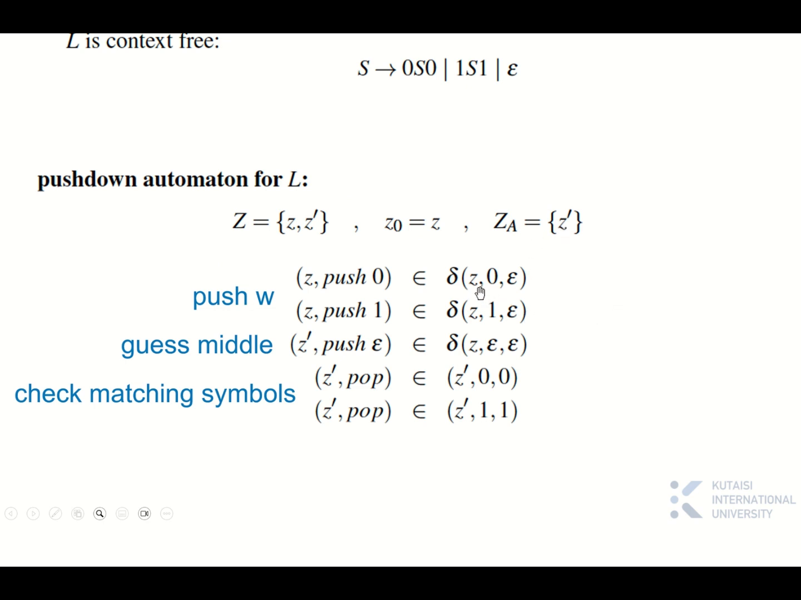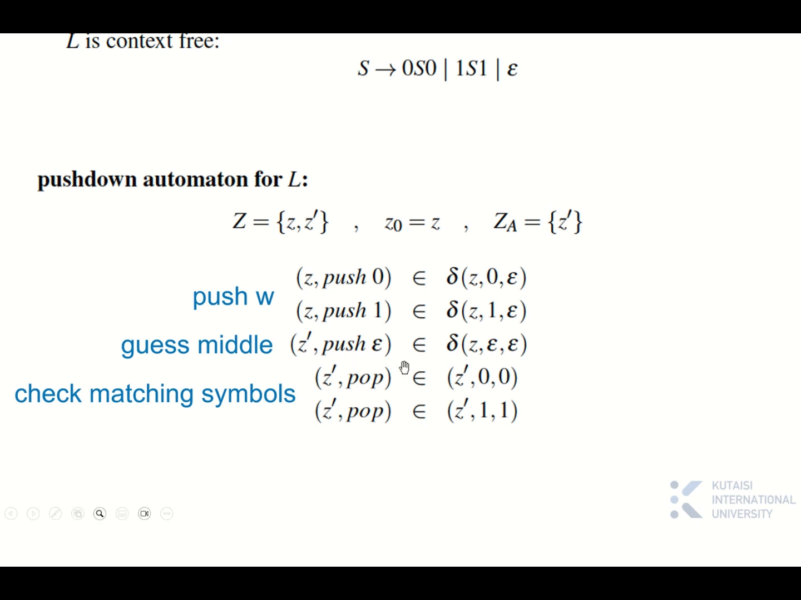So when I'm in my start state Z and I see 0 written, without looking at whatever is happening on my pushdown stack, I push 0. Then I stay in the same state. Again, if I see 1, without looking at whatever is on my stack, I push 1. So what's happening is I'm reading 0s and 1s, and I'm pushing these symbols as I read them.